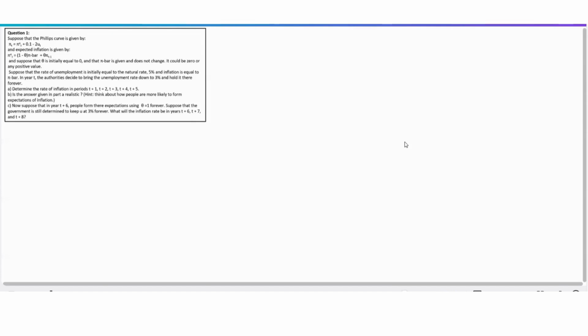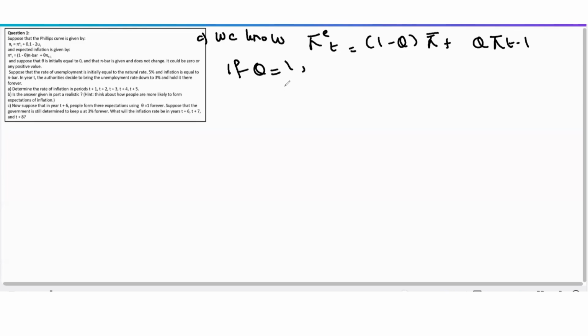So now let's see what happens if inflation expectations de-anchor and we have the modified Phillips curve. Part C says: suppose that in year t plus 6, people form expectations using theta equal to 1 forever. We're given that expected inflation, pi e t, is equal to 1 minus theta times pi bar plus theta times pi t minus 1. Now if theta is equal to 1, because the inflation expectations de-anchor and theta increases from 0 to 1, which is how the original Phillips curve broke, pi e t is equal to pi t minus 1.